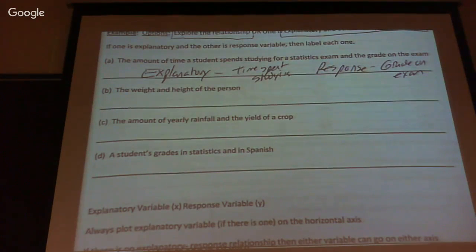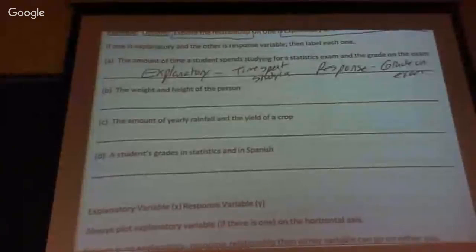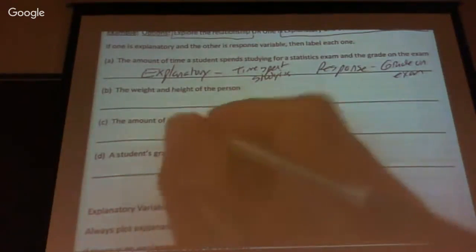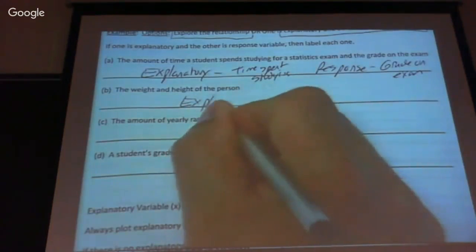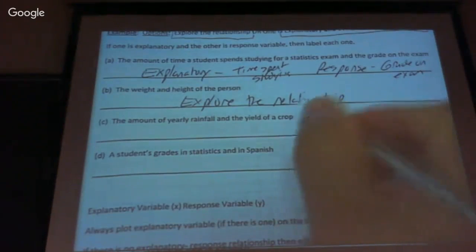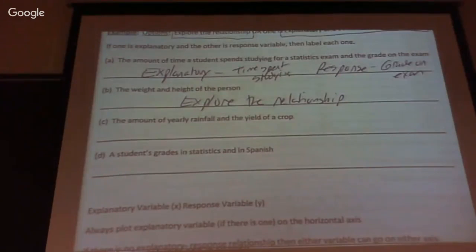Okay, so let's go through each one again. We may disagree, we may have different things. Let's see what we say. The weight and height of a person, what would you say? Yeah, I'm gonna put explore the relationship. You can argue that if someone's taller, they should weigh more, things like that. But there are too many exceptions to say if someone is 5'5", how much are they gonna weigh? So I probably put explore the relationship, but I can see the argument the other way.